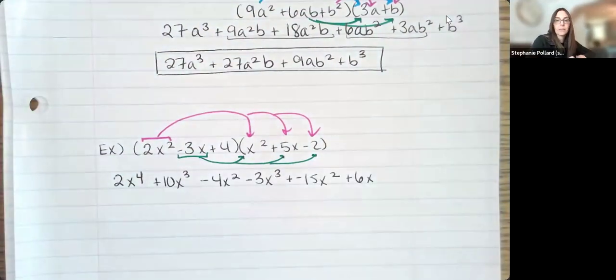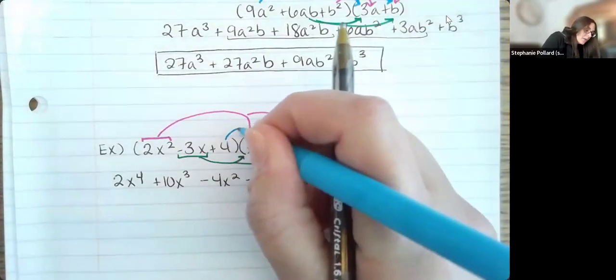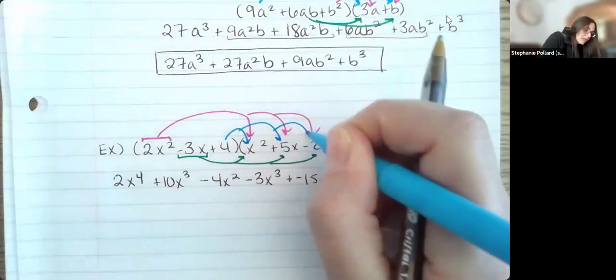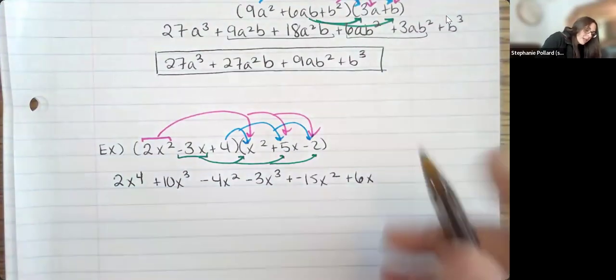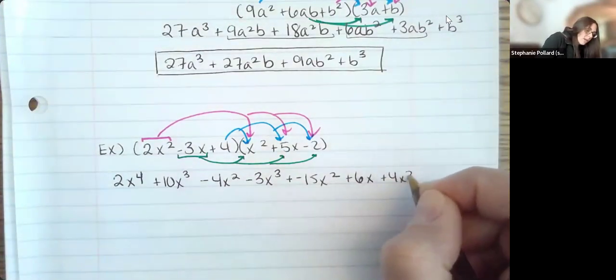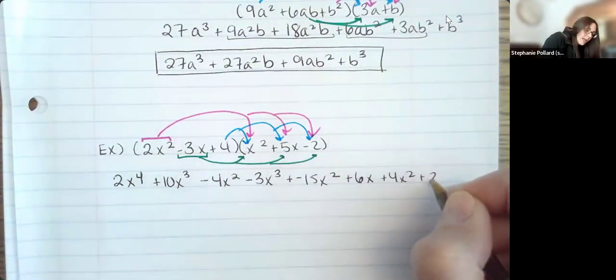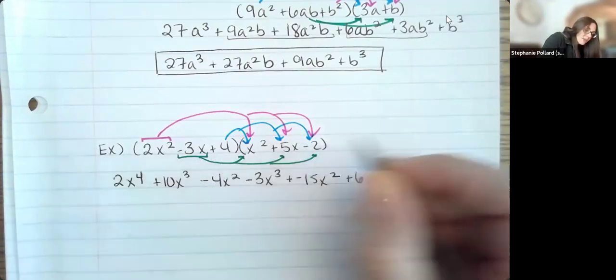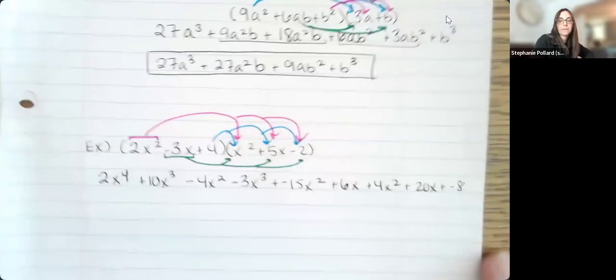And now don't forget the 4. So I'm going to take that 4 and also distribute it to each of those pieces. So 4 times x squared is 4x squared. 4 times 5x is 20x. And 4 times negative 2 is negative 8.